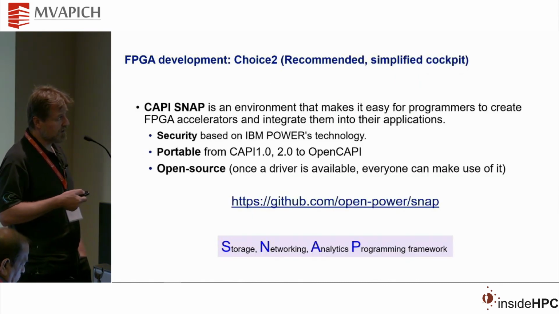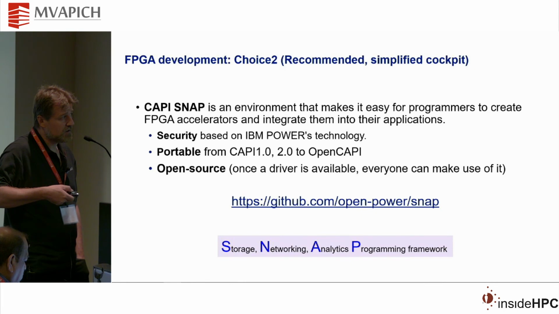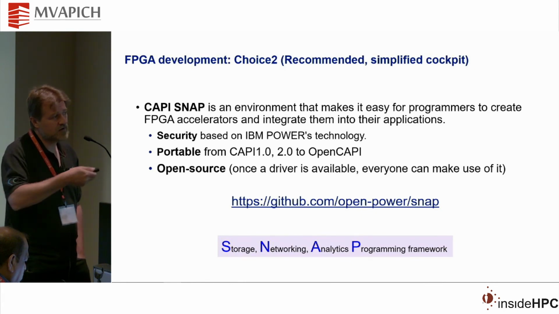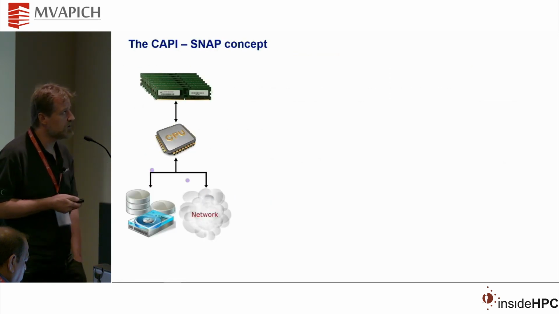That's the first choice. You have complete access to all functions, and you do everything by yourself. Second option, you use SNAP. You get all the security features that IBM is providing. You are portable from CAPI 1 to CAPI 2 to OpenCAPI. It's open source. Everything is located on this site, and here you get all the examples I have provided, the scatter gather, and the other one we will go through in a minute.